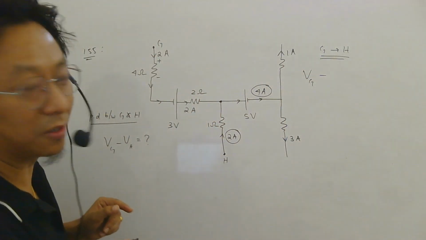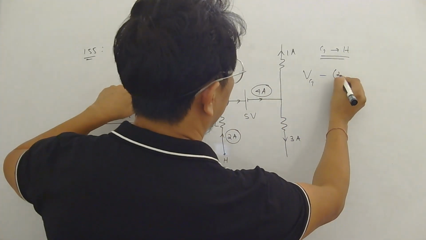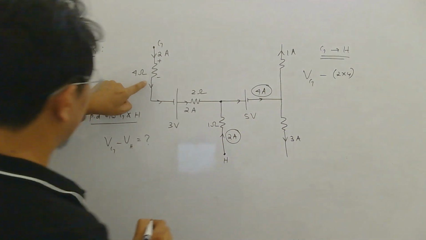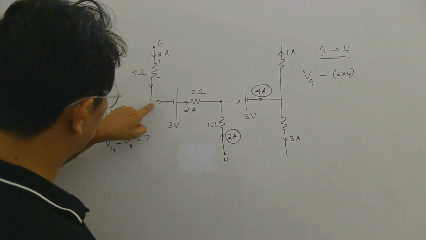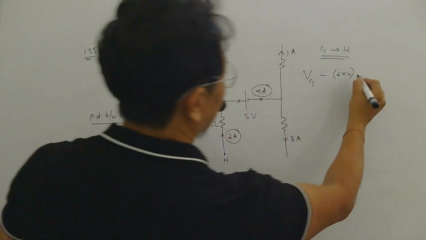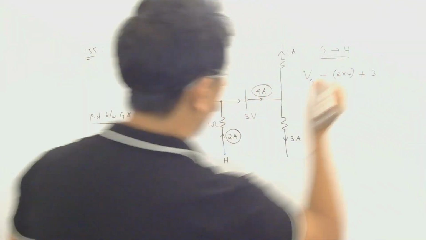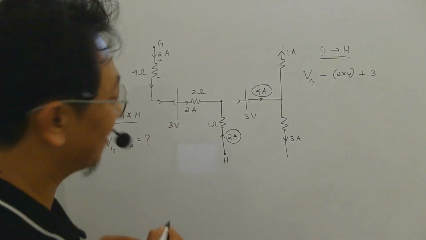Minus I need to write. What is the voltage drop? I into R, 2 into 4. Then here I go, nothing is changing. Now here is the battery, minus to plus, there is a rise. So plus for the battery, what is the EMF? 3 volt. Don't write I into R for the battery, okay.